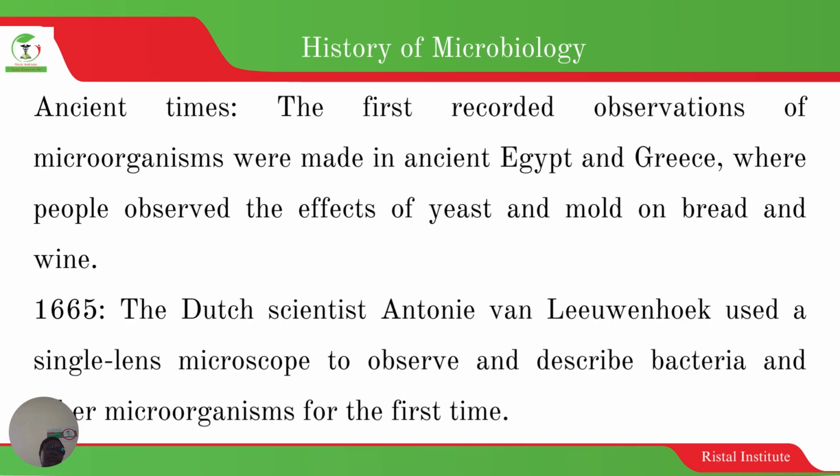Let's go back to the history of microbiology. In ancient times, or a long time ago, the first recorded observations of microorganisms were seen in ancient Egypt and also Greece. During that time, people observed the effect of yeast and mold on bread and also wine. Then in around 1665, there was a Dutch scientist whose name was Antonie van Leeuwenhoek. He used a single microscope to observe some of the bacteria, and the microscope facilitated him to describe some of the bacteria and other microorganisms for the first time.